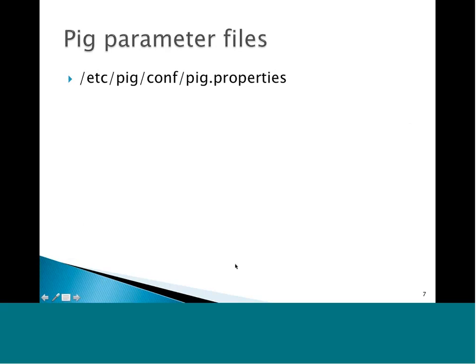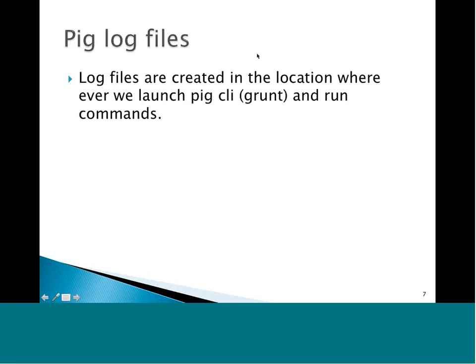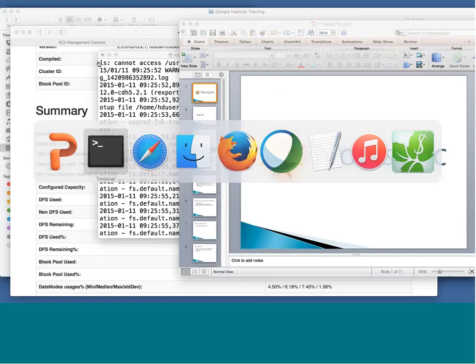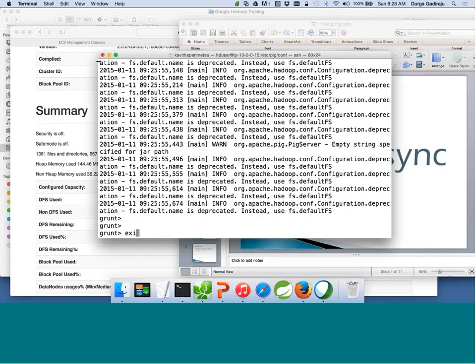Okay, this is the location for the parameter files and the log files. When you actually run the pig commands, the log files will be created wherever you are running the pig commands. So it is very important to decide from where you have to run the pig commands. Otherwise, you will see too many pig log files scattered across your gateway node.